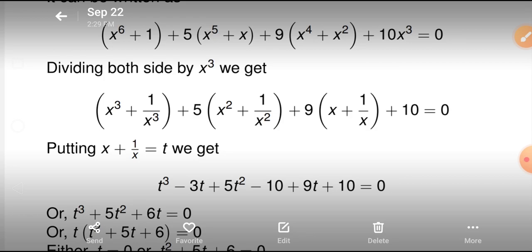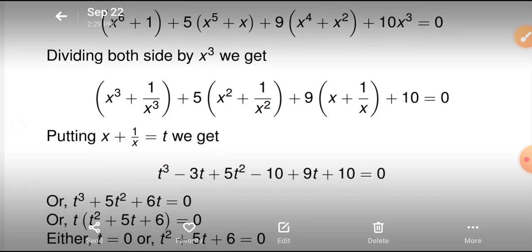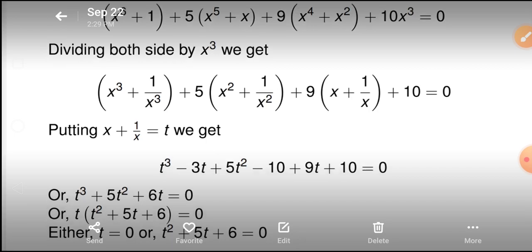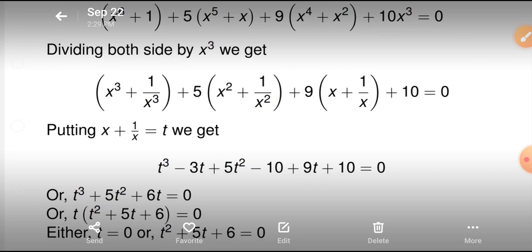Here we have x plus 1 by x, x square plus 1 by x square, x cube plus 1 by x cube. So instead of x plus 1 by x you replace t. Similarly x square plus 1 by x square you replace t square minus 2, and then x cube plus 1 by x cube we replace t power 3 minus 3t. So we have t cube minus 3t plus 5t square minus 10 plus 9t plus 10 equal to 0. When we simplify this one, we have t cube plus 5t square plus 6t equal to 0.